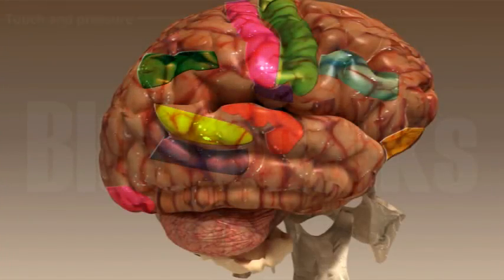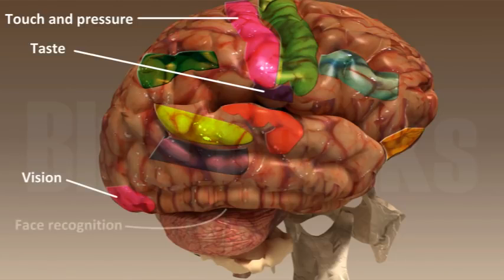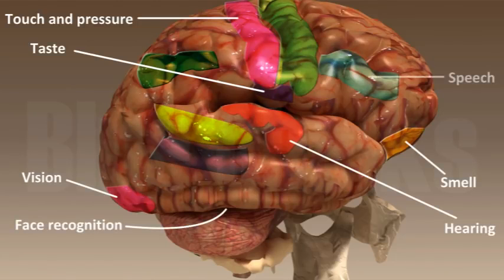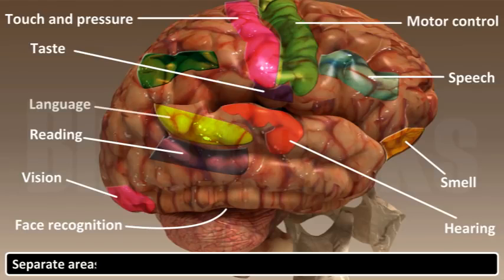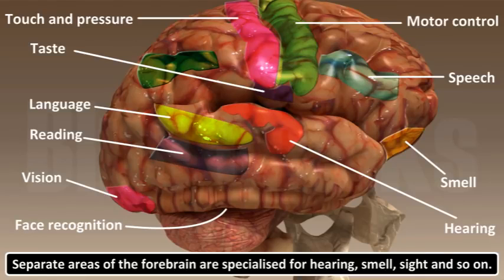There are sensory areas in the forebrain where information is received from the sense organs. Separate areas of the forebrain are specialized for hearing, smell, sight, and so on. There are individual areas of association where this sensory information is interpreted by putting it together with information from other receptors as well as with information that is already stored in the brain.